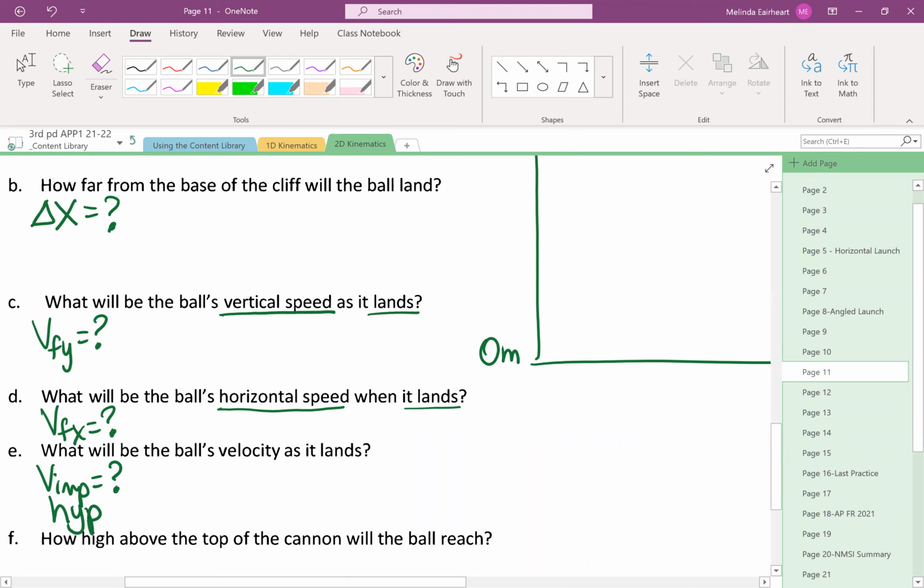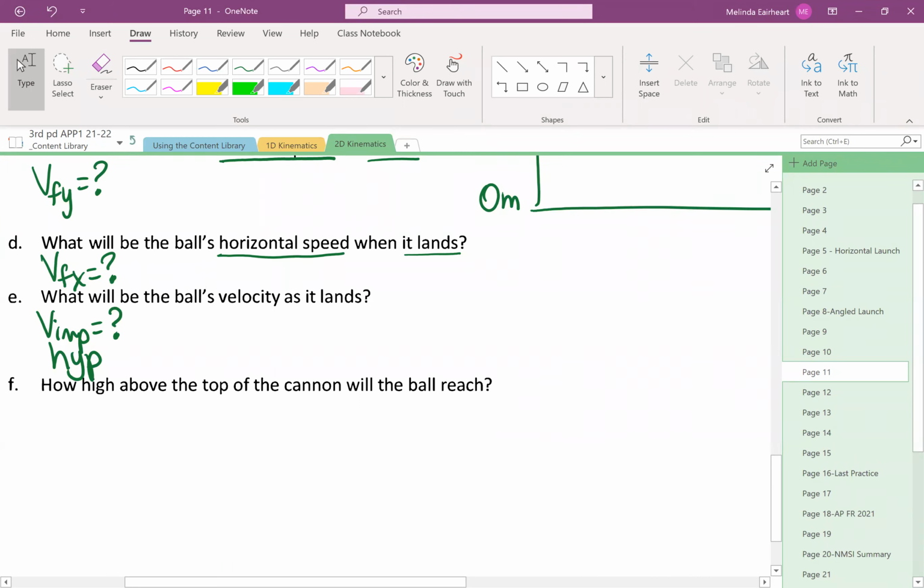And then the last thing to solve for, not necessarily the last ever, but the last on this problem, how high above the top of the cannon will the ball reach? It's kind of a max height question, but they don't want the height above the ground. They want the height above the cliff, okay? And I'll show you later. This is just going to be the vertical upwards displacement. Everybody good with what we're solving for?